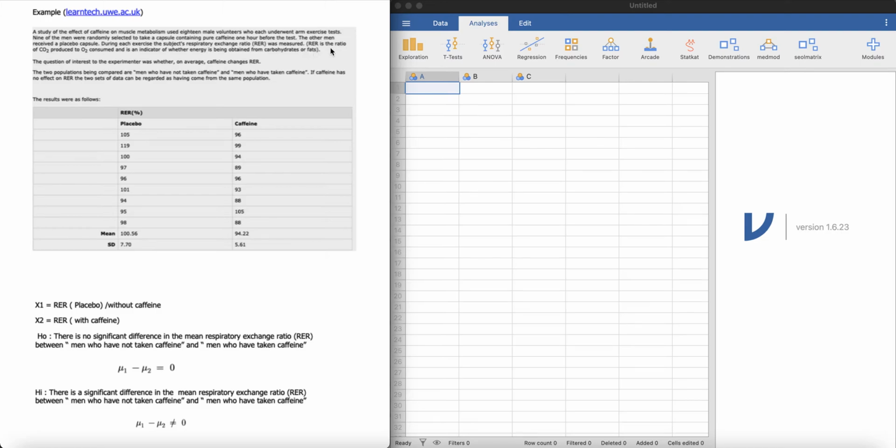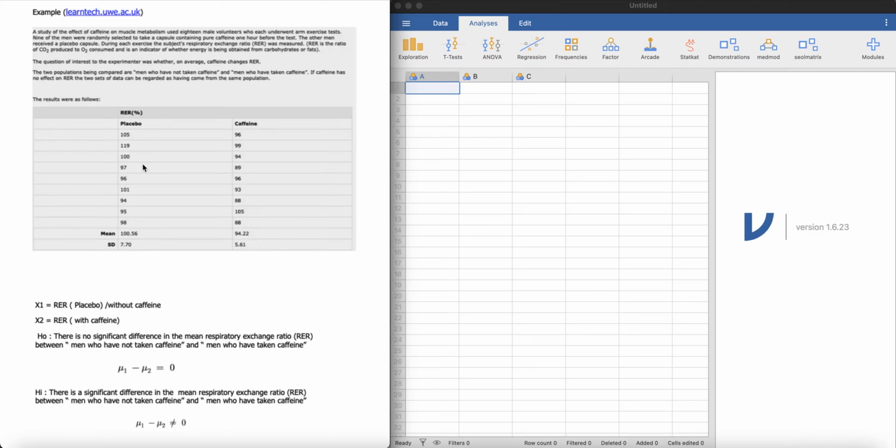So take note that the RER is the ratio of the carbon dioxide produced to oxygen consumed and is an indicator of whether energy is being obtained from carbohydrates or fats. The question of interest of this experimenter was whether on average caffeine changes the RER. So the two populations being compared are the men who have taken the placebo capsule, and the men who have taken the caffeine, which is this column here. If caffeine has no effect on RER, the two sets of data can be regarded as having come from the same population. That is, there's no significant difference.